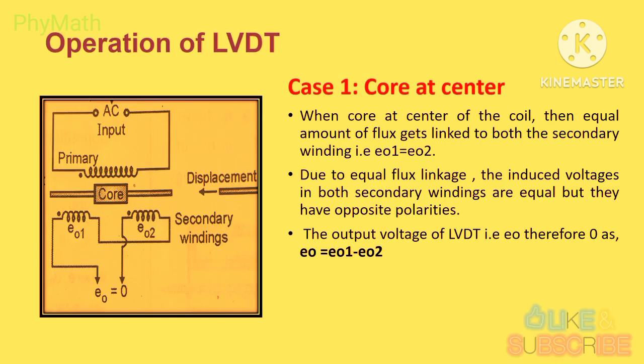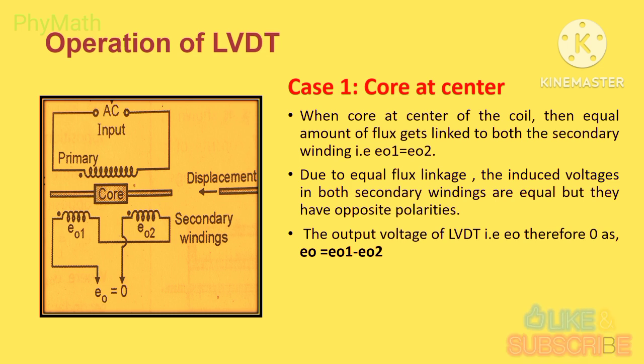Now the operation of LVDT. To understand the operation of your LVDT, we are going to consider a total of 3 cases. First, case number 1, when the position of the core is at center. As we know, the final induced EMF is proportional to the output voltage, that is EO equals EO1 minus EO2.